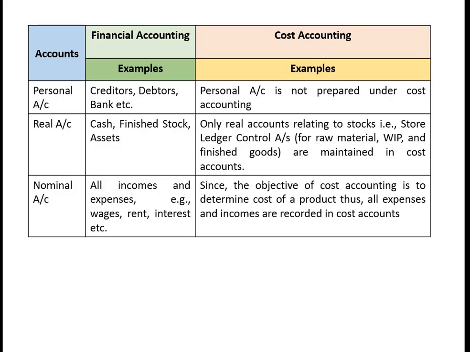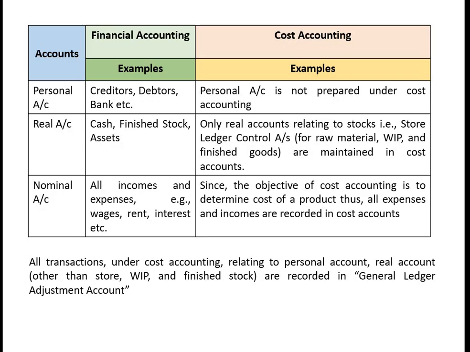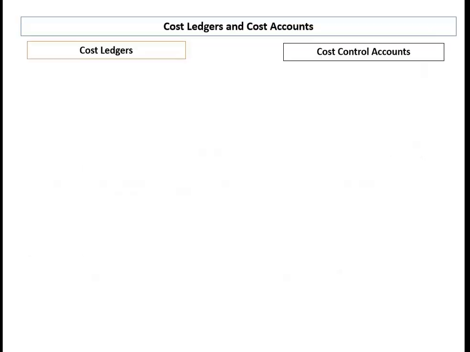Nominal account: all incomes and expenses are recorded under nominal account. And since cost accounting has the objective of cost determination, all types of costs and their respective accounts are opened under cost accounting, and similarly incomes are also recorded. So all types of nominal account are also opened under cost accounting, but it is different for personal and real. For personal, no account, and in case of real, no cash account is opened. So for that purpose we record all such transactions in the general ledger adjustment account.